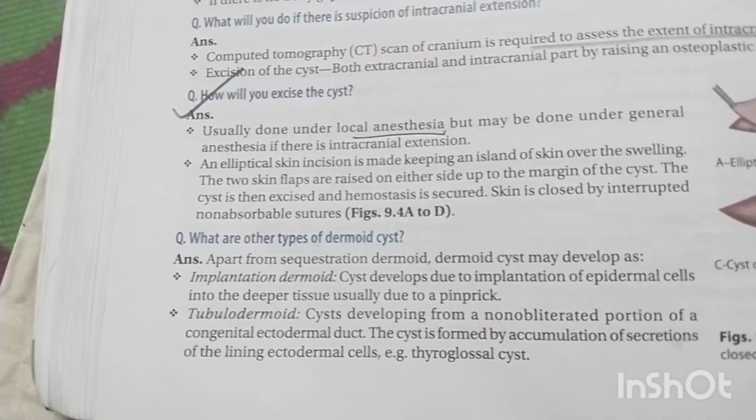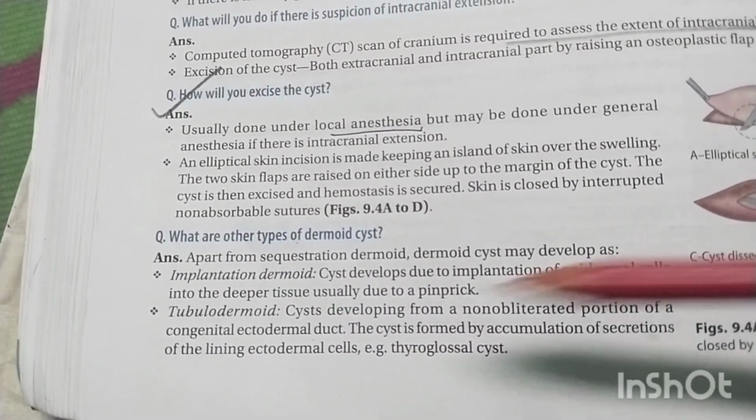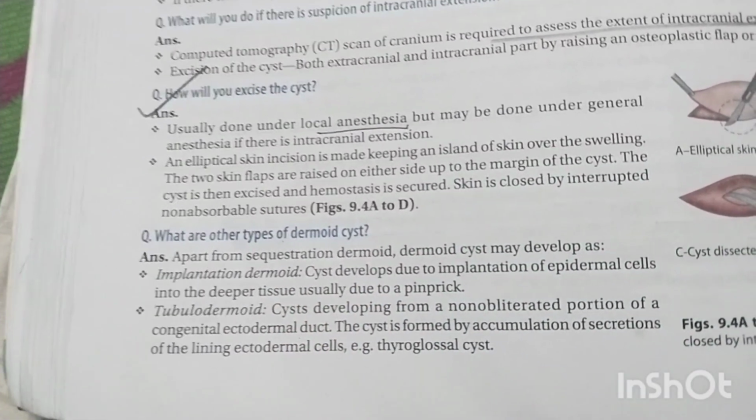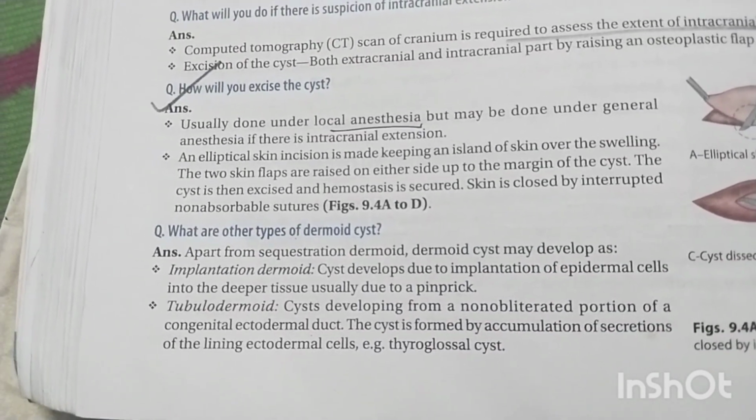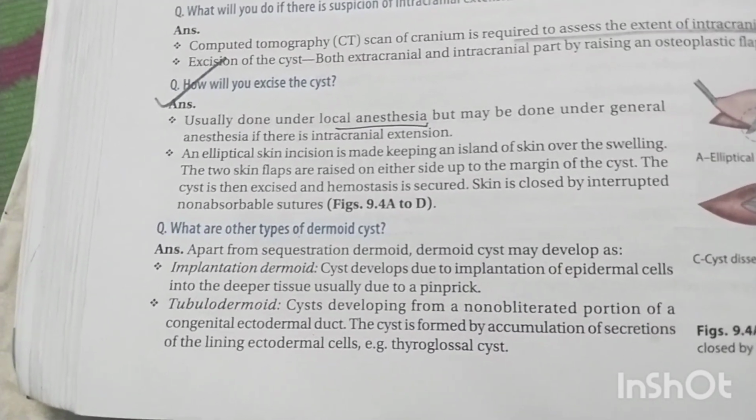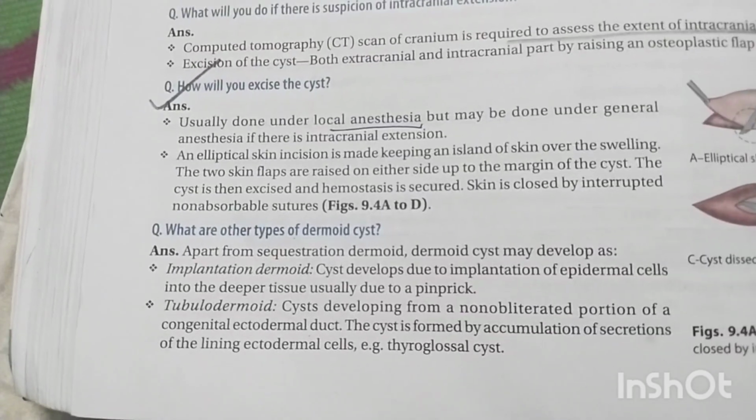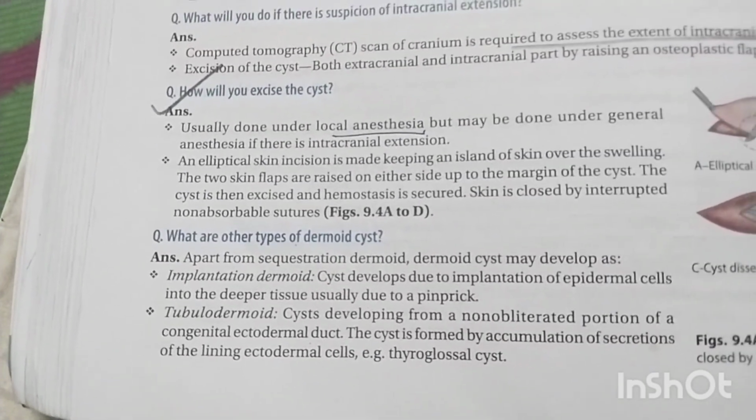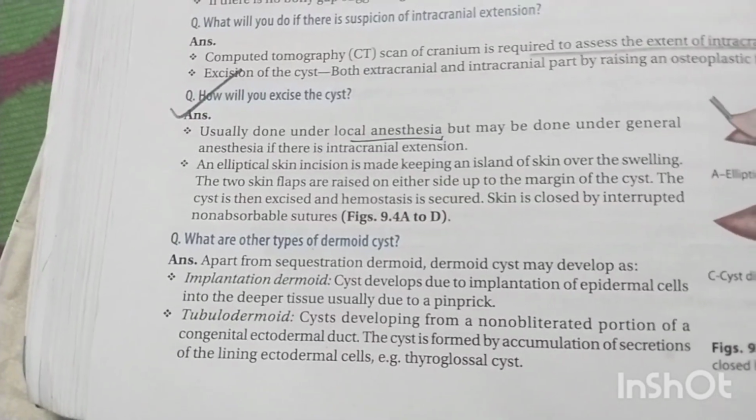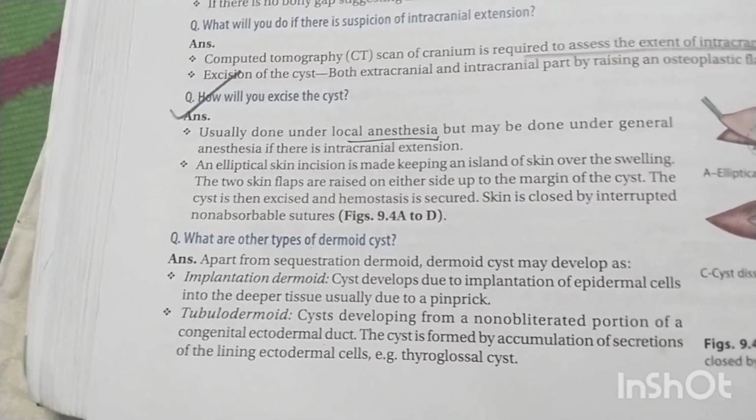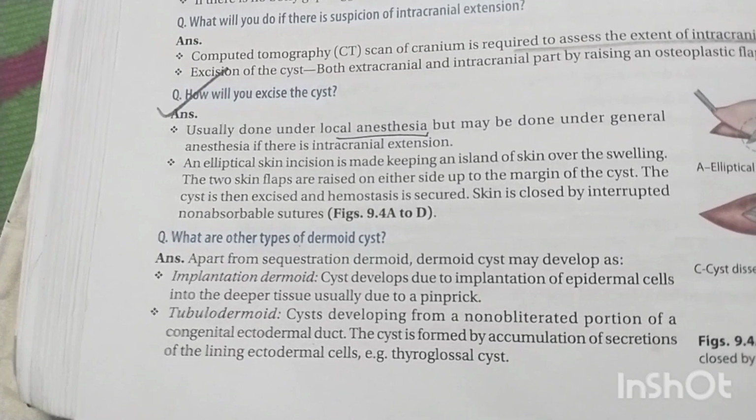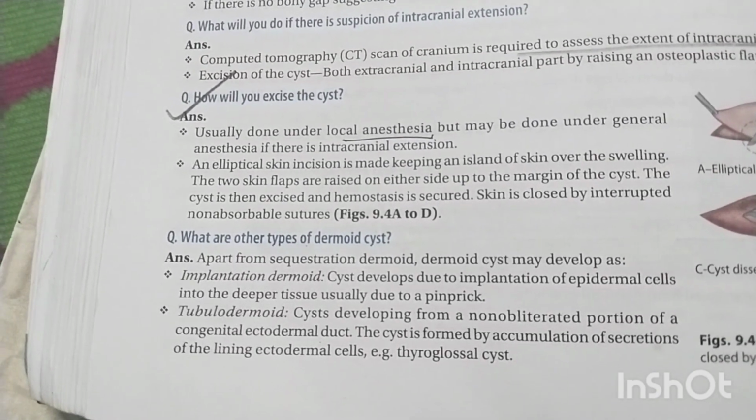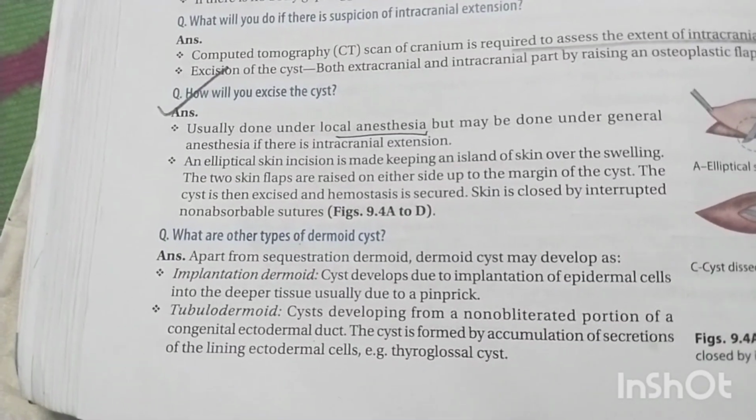Tubulodermoid is when there is a non-obliterated portion of the congenital ectodermal duct. तो उस non-obliterated portion को हम लोग बोलते हैं tubulodermoid. And what is teratomatous dermoid? Teratoma मतलब something which arises from the totipotent cells. So the cyst or the dermoid develops from the totipotent cells, and it has derivatives of all 3 layers: ectodermal, endodermal and mesodermal. For example, it can have muscles, it can have cartilage, hair, tooth. That is called as teratomatous dermoid.